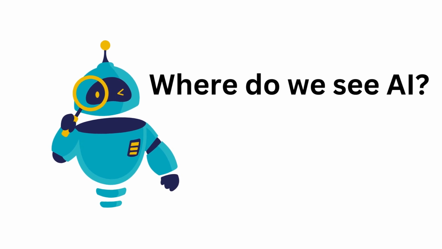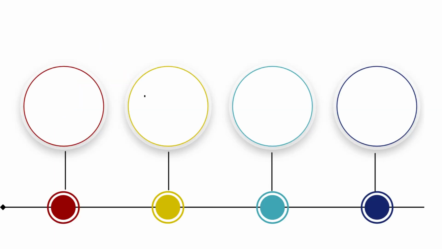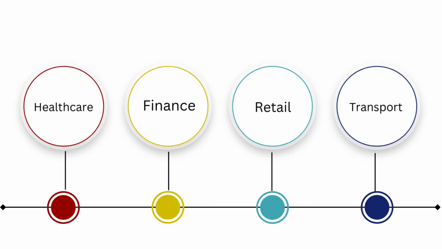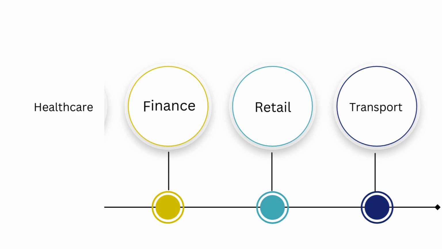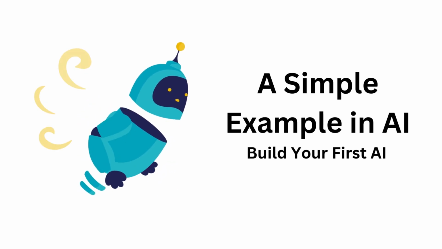But where exactly do we see AI in action today? Let's find out. AI is transforming industries worldwide. In healthcare, it detects diseases. In finance, it fights fraud. Retail uses AI for personalized recommendations, while transportation sees a revolution with self-driving vehicles. The possibilities are endless. Now, would you like to create your first AI?